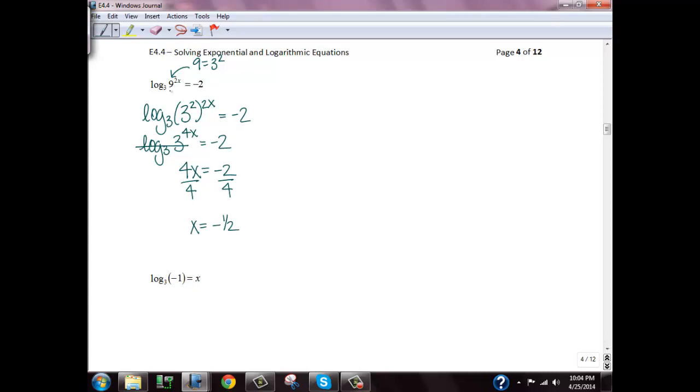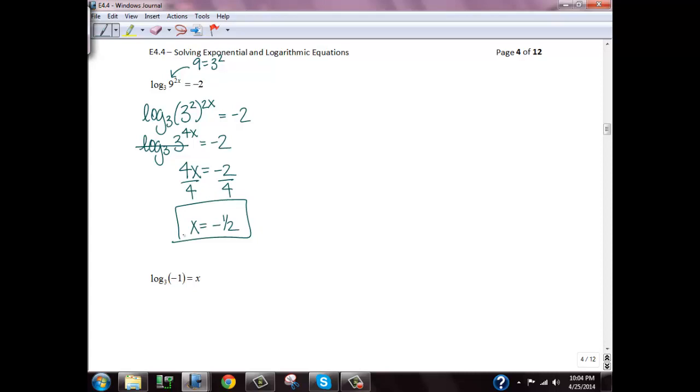If the x was down here like where the 9 is, then we would have to check our inside number. But here my inside number is 9. That 9 is never going to change randomly to a negative or a 0 regardless of what the exponent is. So I don't need to check my answer. I can just say x equals -1/2.